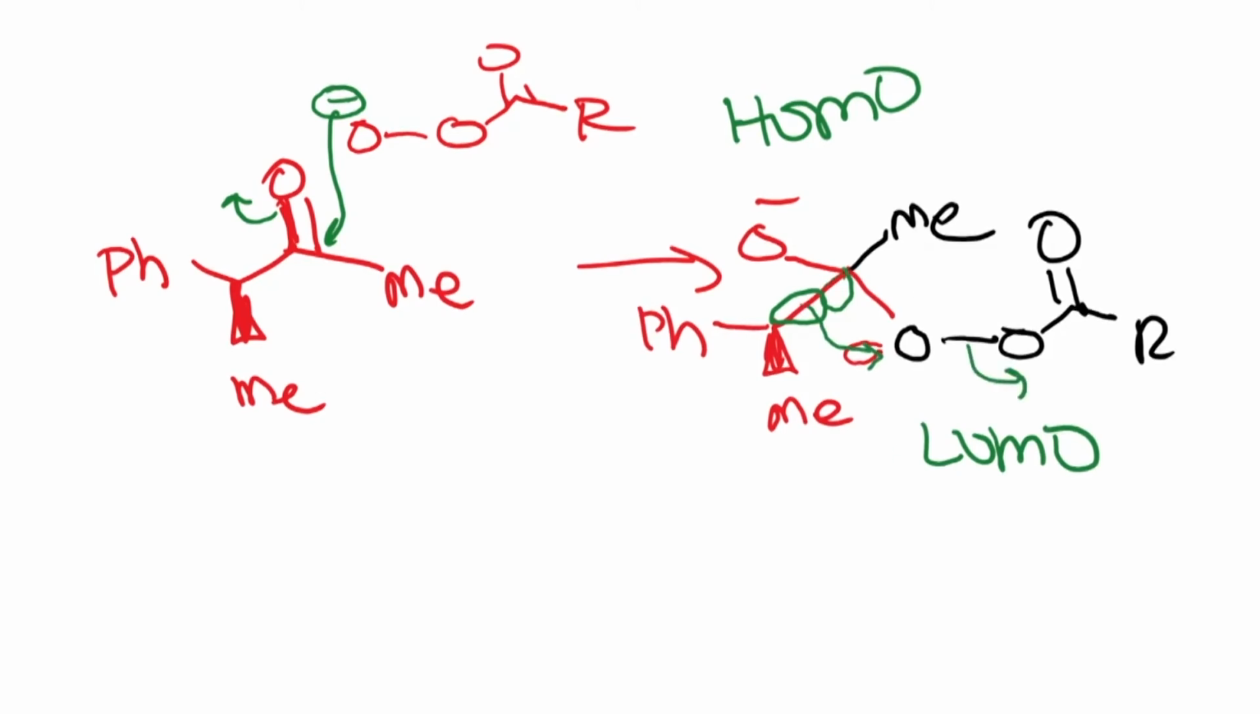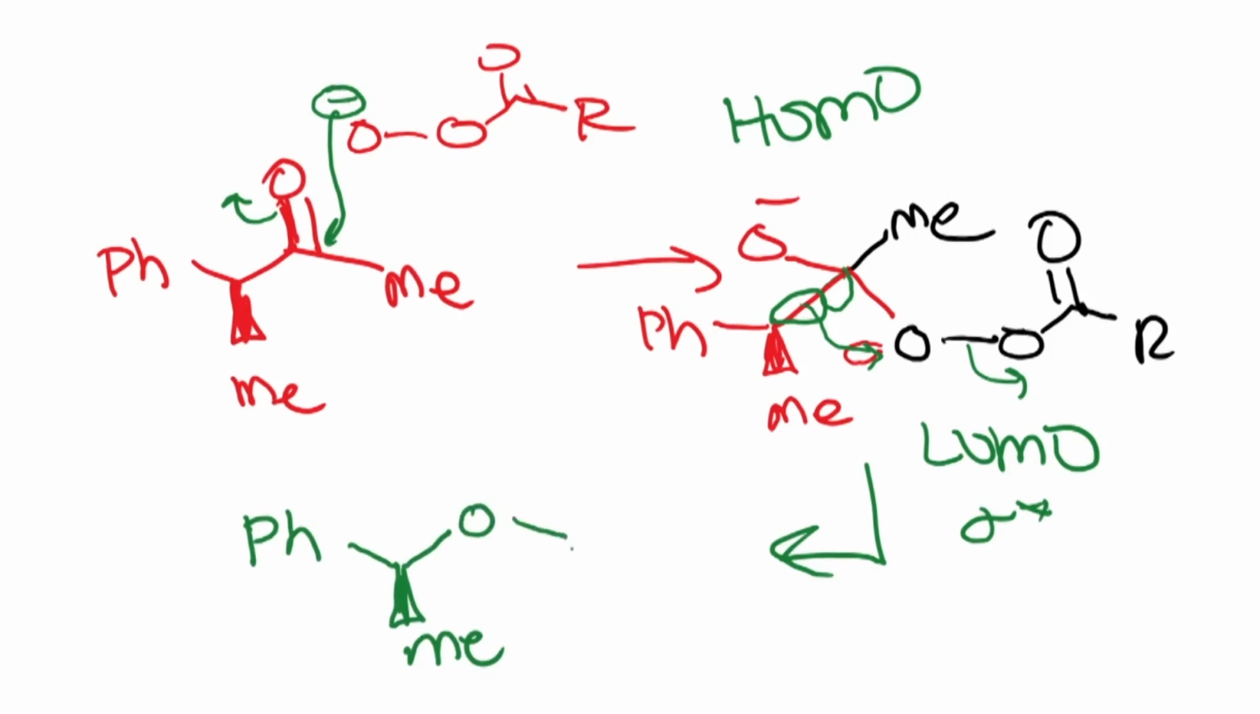Okay, so this is the sigma star, and the product that's going to form actually has a retention in stereochemistry, which means that you have Ph, Me, bound to the oxygen, and then you have C double bond O, Me. What this tells me is that the retention in stereochemistry also suggests that this is going to be very close to a concerted step. So this also helps us understand that there is no intermediate that is formed.